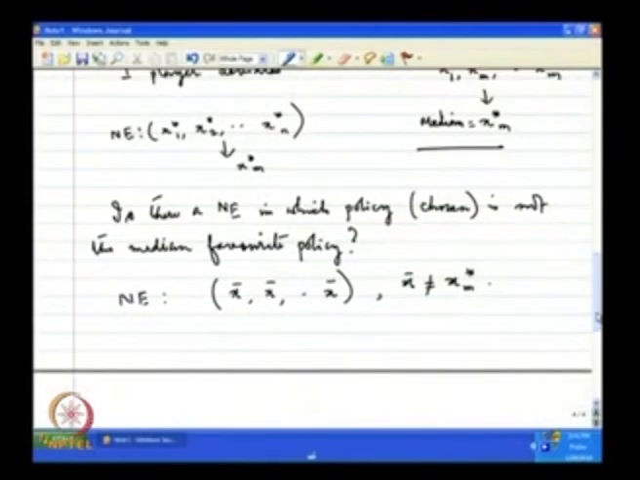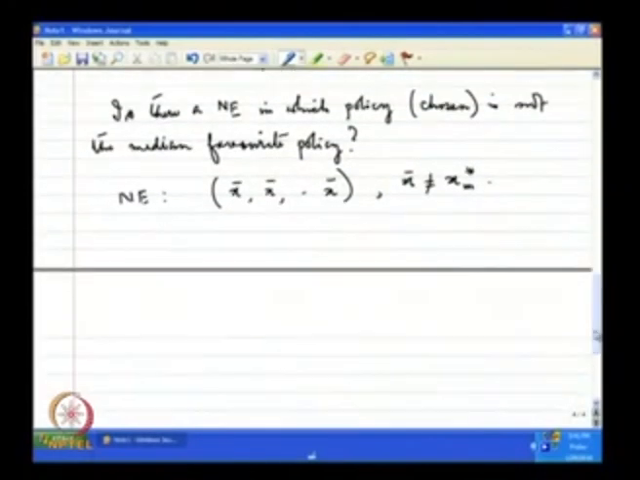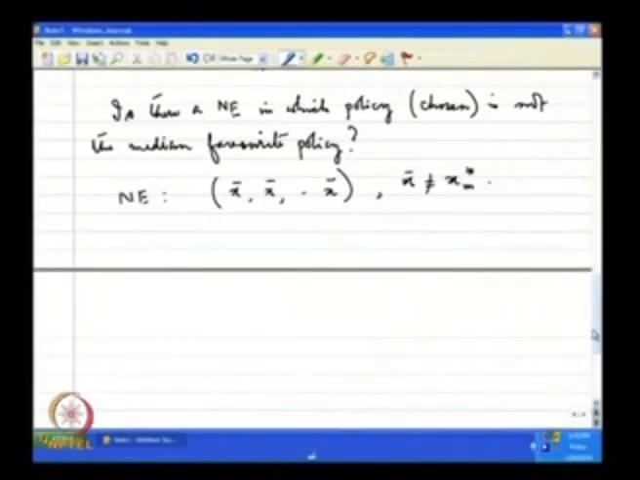Why this is a Nash equilibrium is, as we have seen just now, that by changing the action, no player can change the outcome of this game, because other players are taking the action x bar. If other players are taking the action x bar, I do something else, the median remains at x bar. So if the median remains at x bar, my payoff remains the same as I was getting by announcing x bar. So therefore, this is again a Nash equilibrium.